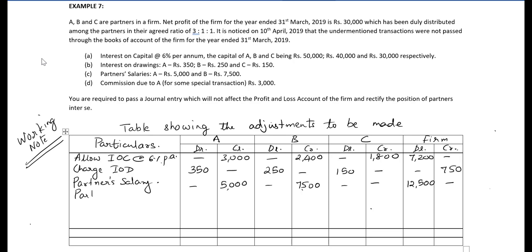Partner's commission. A is to be allowed a commission of 3,000. Credit of A 3,000. No commission for B and no commission for C. Total 3,000 in the debit column of the firm.